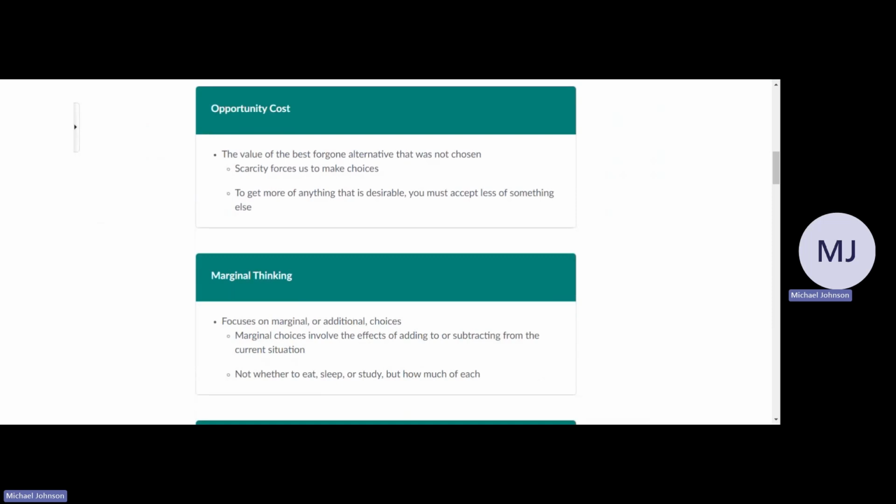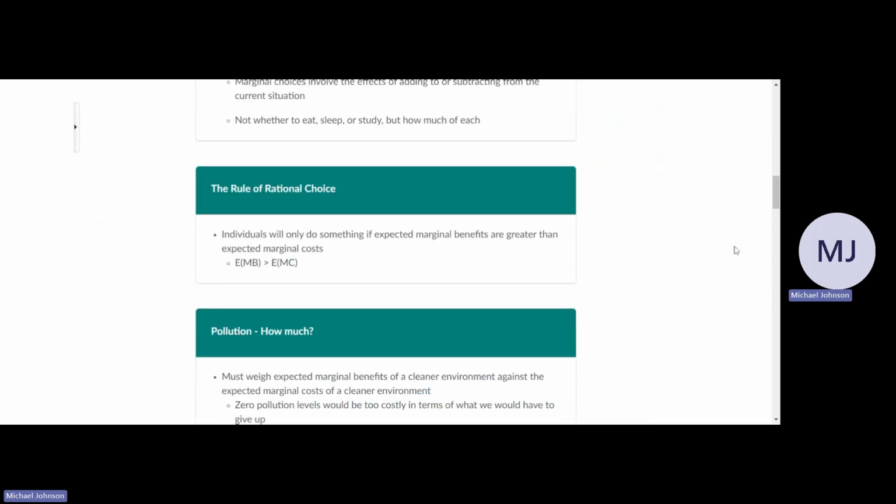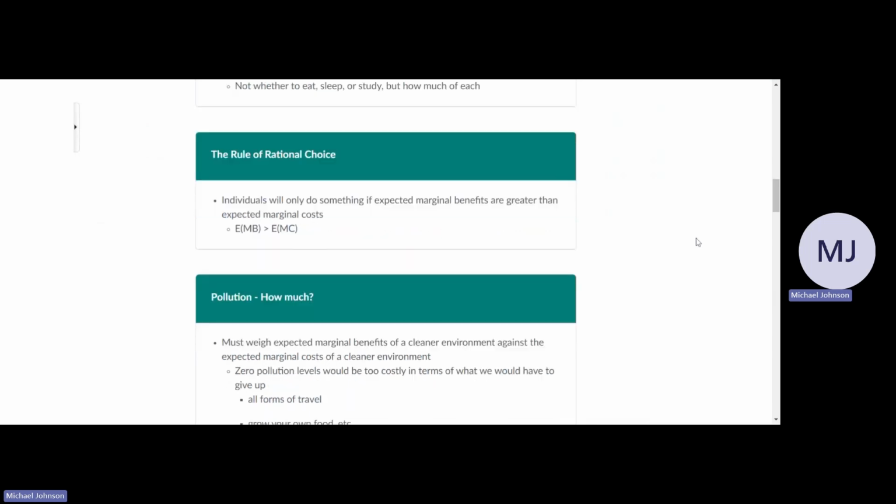Opportunity cost: the value of the best foregone alternative that was not chosen. Scarcity forces us to make choices. To get more of anything that is desirable, you must accept less of something else. Marginal thinking focuses on marginal or additional choices. Marginal choices involve the effects of adding to or subtracting from the current situation, not whether to eat, sleep, or study, but how much of each.